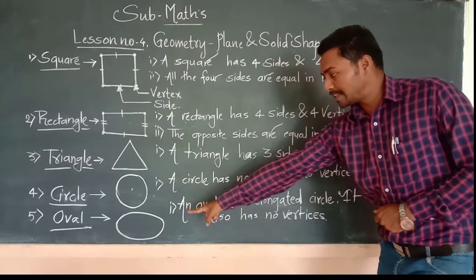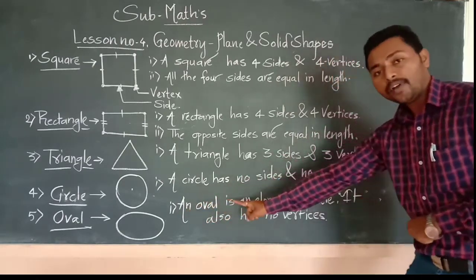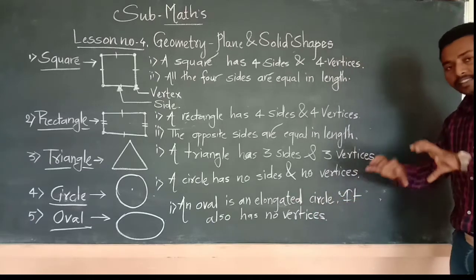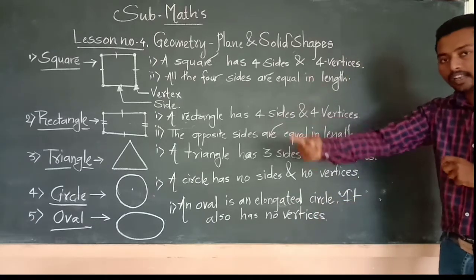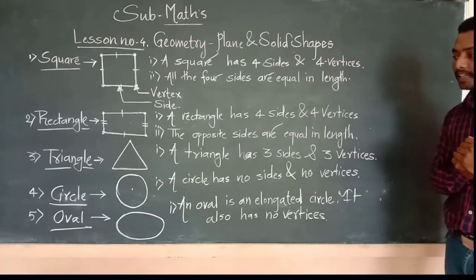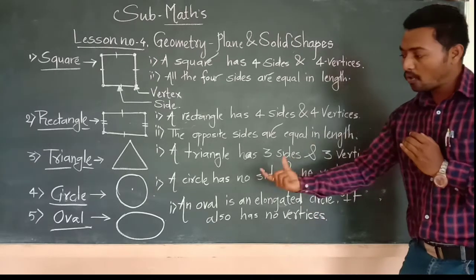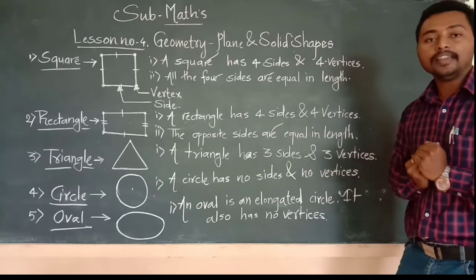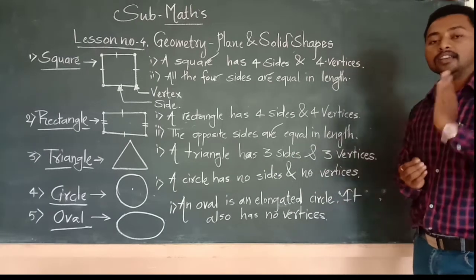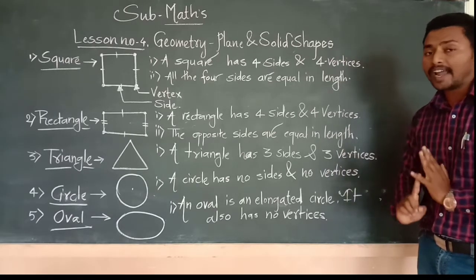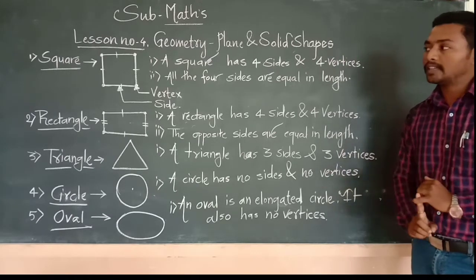Next, oval. Observe the last picture of oval. An oval is an elongated circle, यानी elongated circle. It also has no vertices. So oval को भी sides नहीं होते, as it is vertices भी नहीं होते. That means in an oval there is absence of sides as well as vertices.